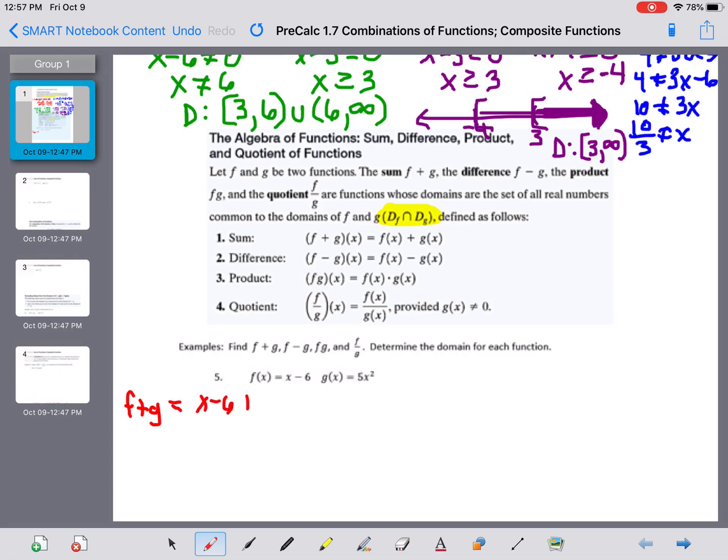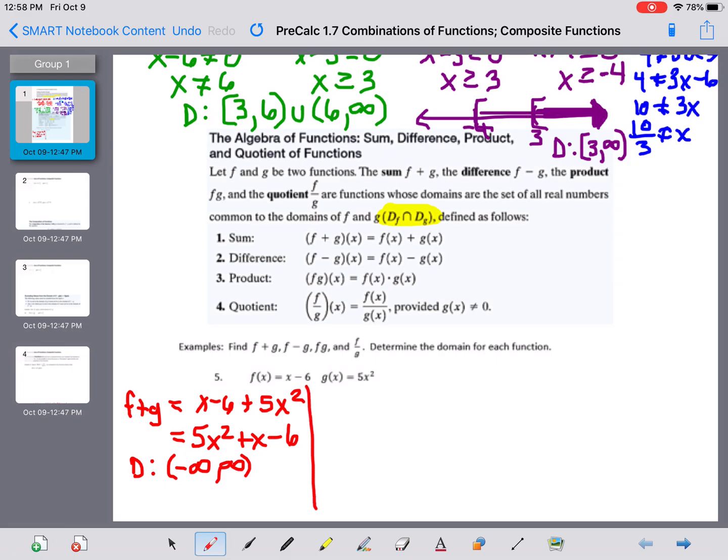minus 6 plus 5x squared. Is there anything we can join there, like terms? No, I'll write it in standard form, 5x squared plus x minus 6. What would my domain on this one be? Well, there's really no limits because I don't have any red flags. I don't have a denominator. I don't have anything with a radical, so I'm just negative infinity to infinity right there. Okay, next one.